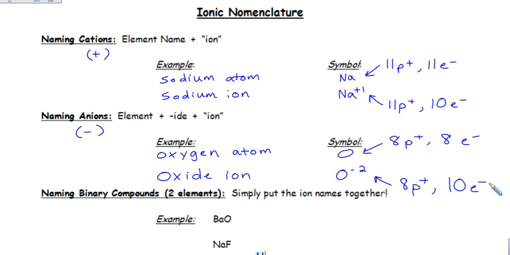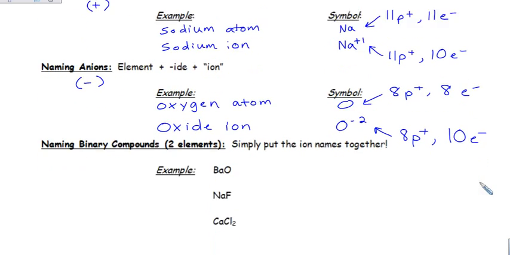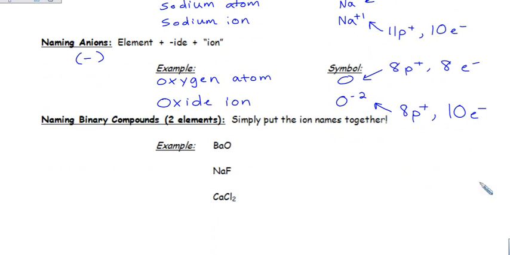If you want to name a compound, binary compounds just have 2 elements. All you do is put the 2 ion names together. The first ion in a compound will always be the positive cation, and you just write the name in full. So this is barium, and then oxygen turns to oxide. Barium oxide, done, that's it.